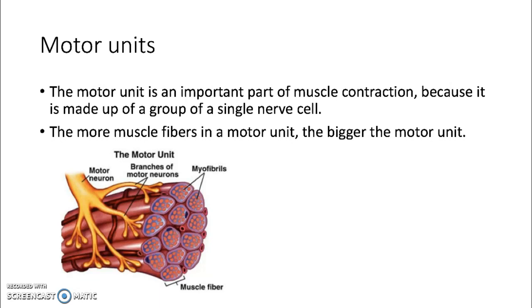The more muscle fibers, the bigger the motor unit. As soon as the motor unit gets a signal from the brain, all of the muscle fibers in that motor unit will contract at the same time with full force. This works in an all or none fashion. Myofibrils are rod-like structures that extend along the whole length of each single muscle cell.